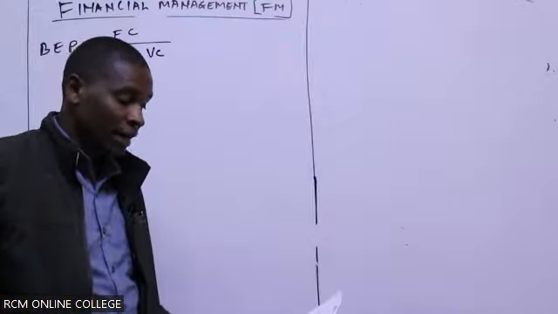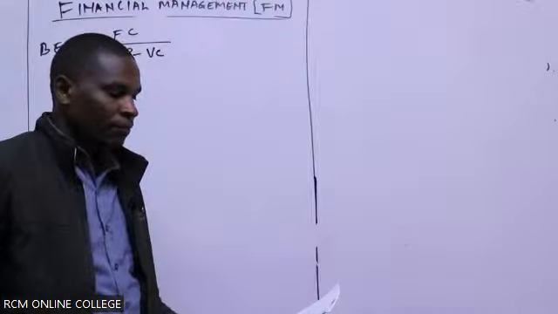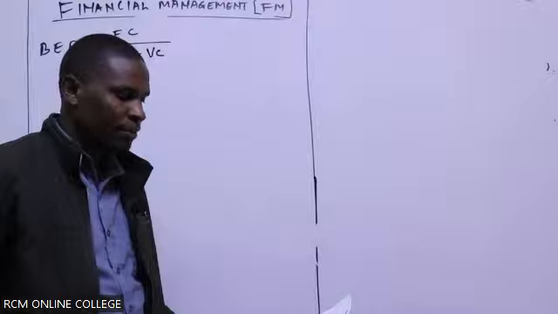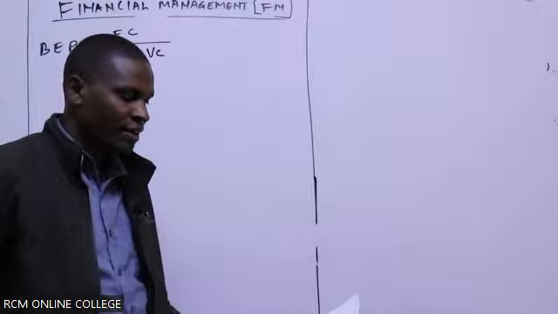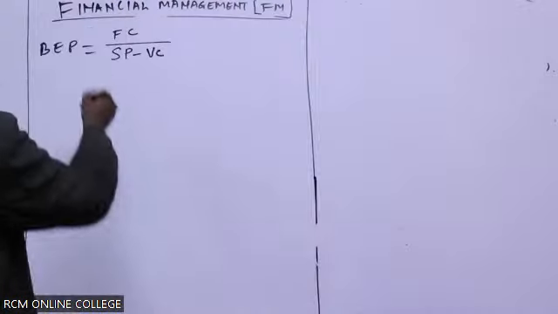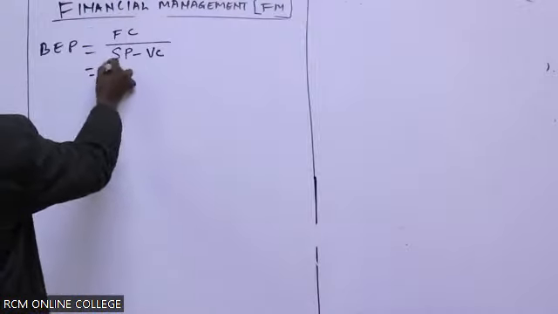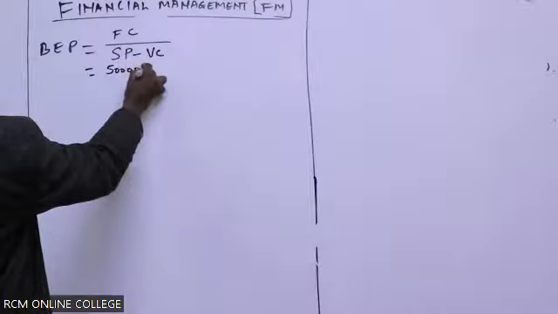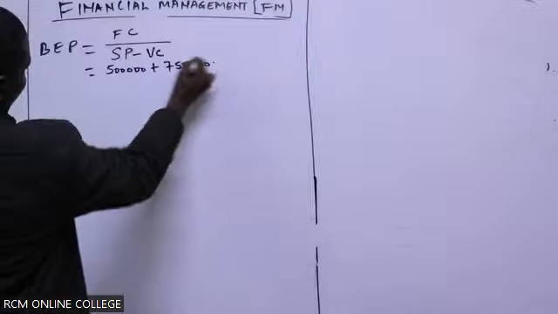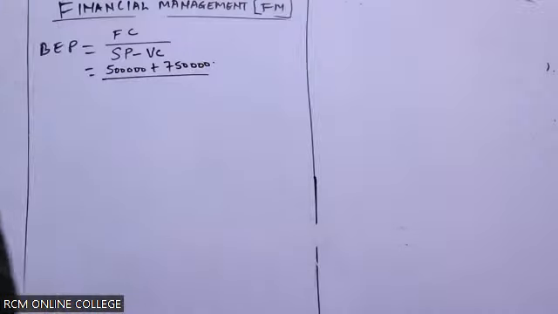Then we have another fixed financing cost. Fixed financing cost. Kuna fixed ingine pale 750. So for the fixed here we have 500,000 plus 750,000. Now we have to determine what is our selling price.